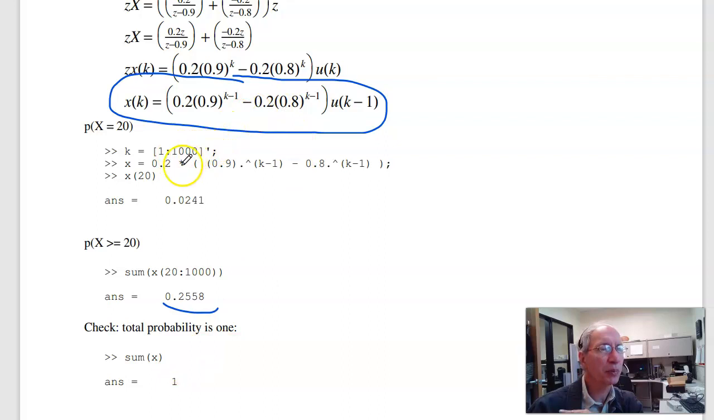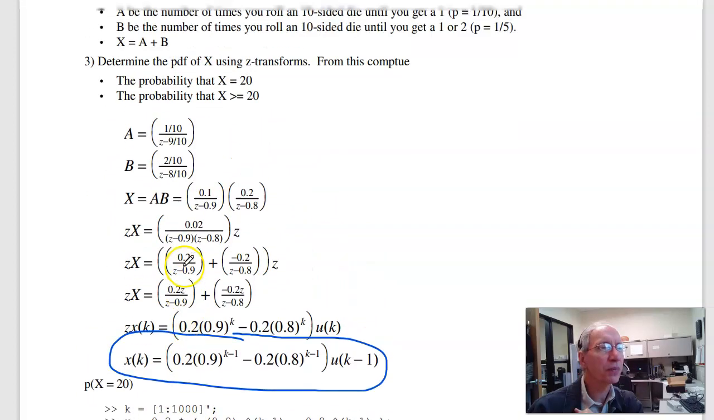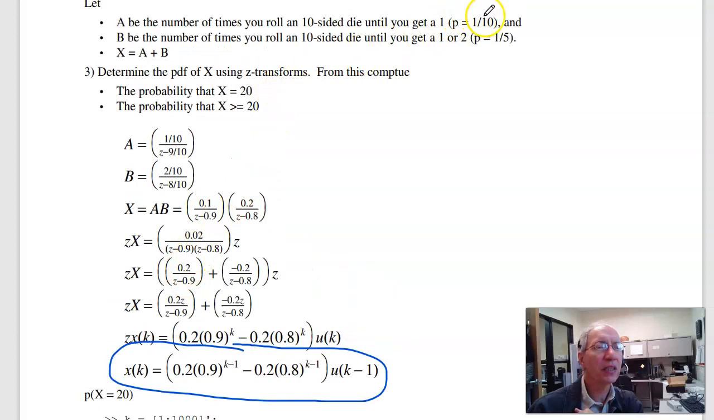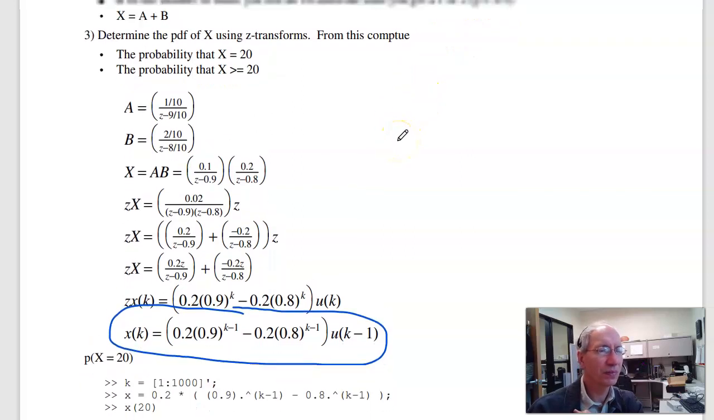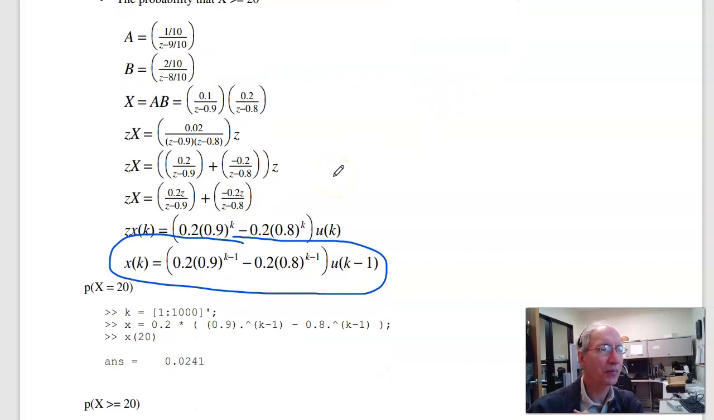1,000 is kind of a number pulled out of the air. This should go out to infinity. I stopped at 1,000, just figuring that's good enough. And the area being 1 says I did lose a little bit of area, but at least I can't see it to 4 decimal places. Kind of a sidelight on where I picked the number 1,000: the mean of this is 10. So I picked it to be 100 times as long, which, usually 10 times further is good enough. I used 100 just to make doubly sure.